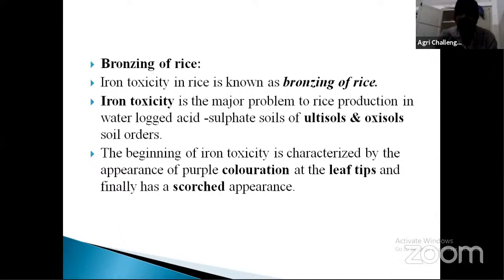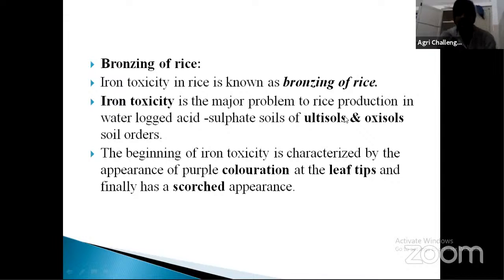Next one is bronzing of rice. This iron toxicity in rice is known as bronzing of rice. We have discussed that rice prefers the Fe2+ form, but if it exceeds a certain limit, it causes toxicity and bronzing of rice. This iron toxicity is the major problem to rice production in waterlogged acidic sulfate soils of Ultisols and Oxisols.